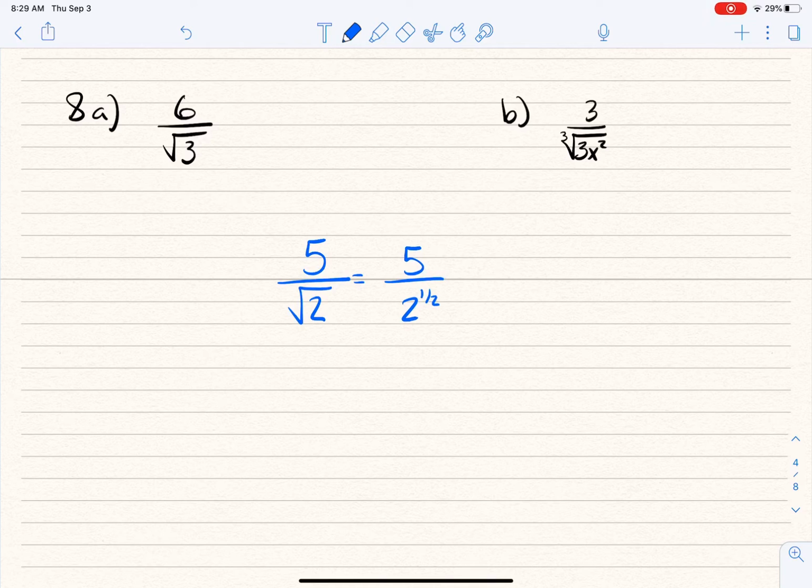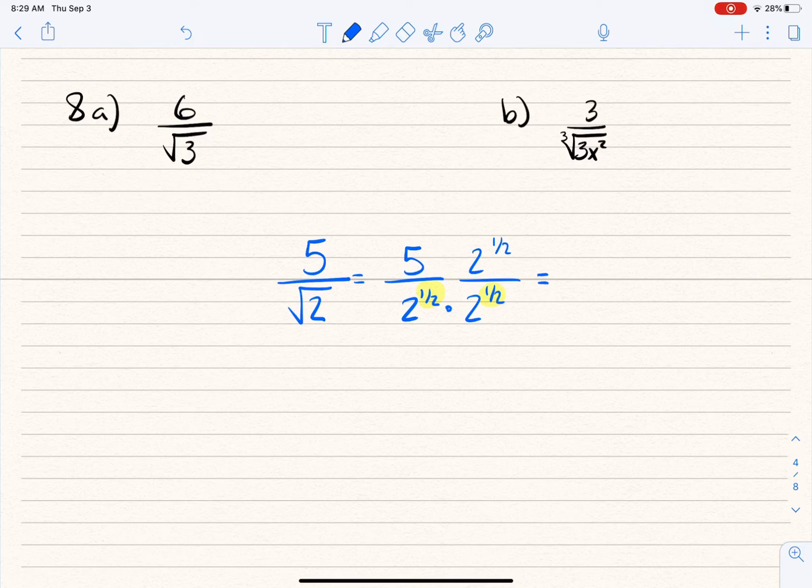And we think about this. I want that 2 to just be 2 to the first power. So what do I need to do to the top and bottom? Well, in this case, I'd multiply the top by 2 to the 1/2 and the bottom by 2 to the 1/2. When I multiply these two, you have to add the exponents, the 1/2 and the 1/2. And what do I get? I get 1 whole.